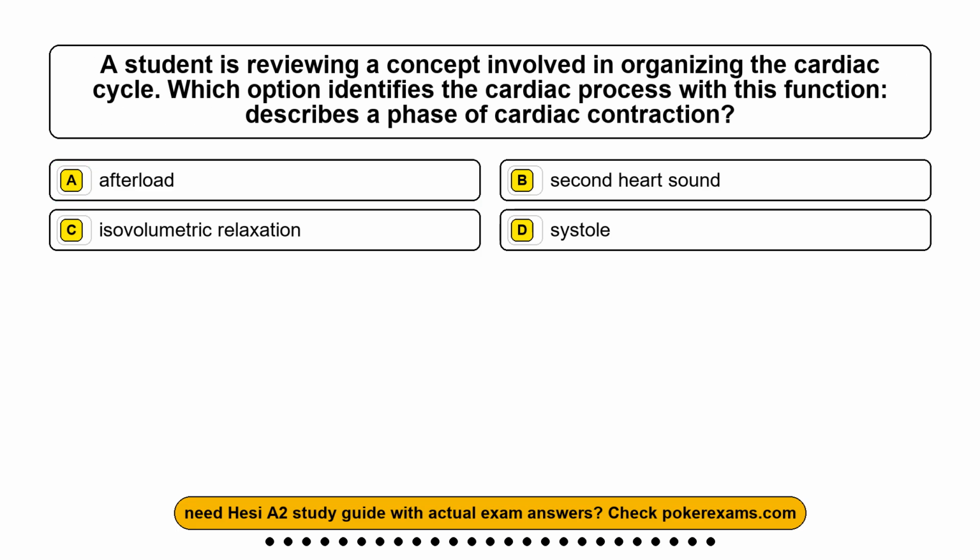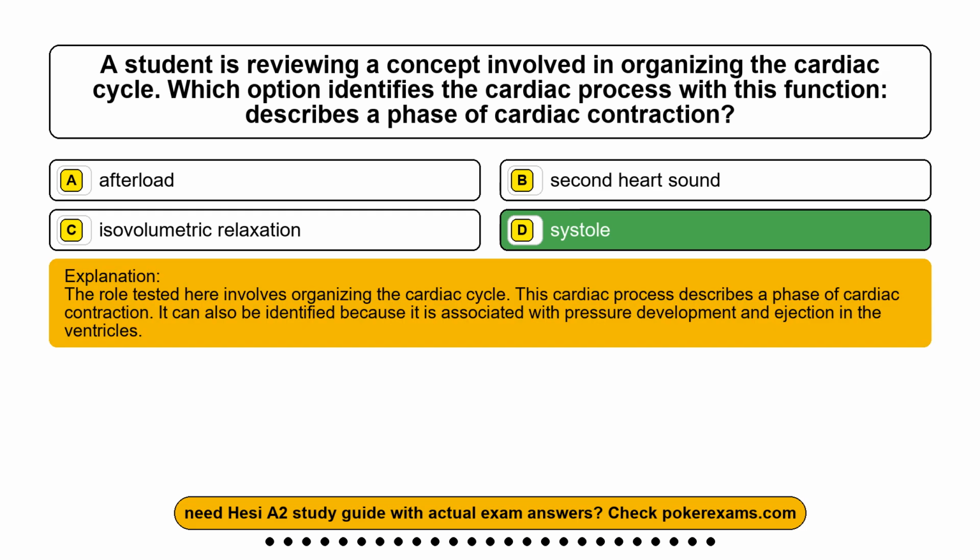Question 12. A student is reviewing a concept involved in organizing the cardiac cycle. Which option identifies the cardiac process with this function, describes a phase of cardiac contraction? Option A, afterload. Option B, second heart sound. Option C, isovolumetric relaxation. Option D, systole. The correct answer is option D, systole.